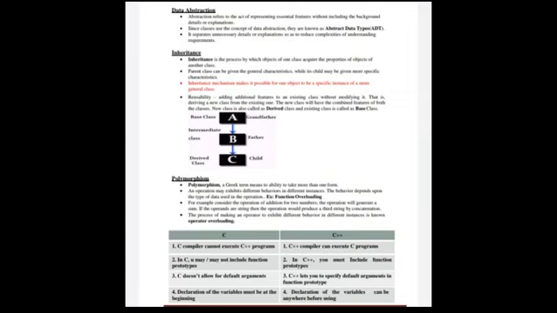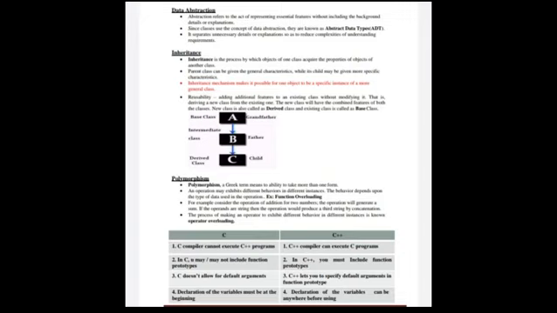Now let us see polymorphism. Polymorphism, a Greek term, means the ability to take more than one form. An operation may exhibit different behaviors in different instances. The behavior depends upon the type of the data used in the operation.